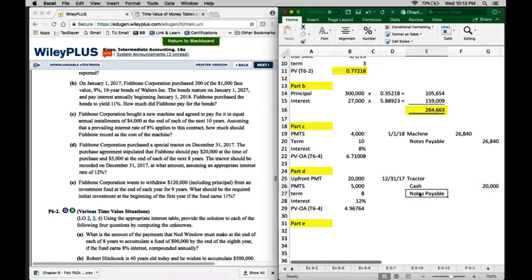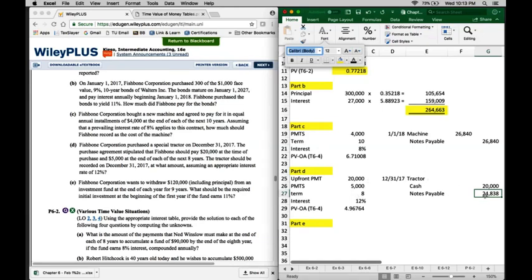How much will I credit notes payable? Just as I did over here, notes payable is calculated as the present value of the series of cash flows. Here in the previous case it was 4,000 times 6.71008. Here it is 5,000 times 4.96764, giving me 24,838.